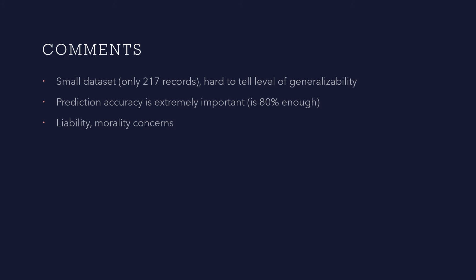As well, prediction accuracy is extremely important in this context, so you don't want to tell someone that doesn't have heart disease that they do, or even worse, tell someone that does have heart disease that they don't. So 80% accuracy, although it looks good on paper, might not be enough for this context. And then that just leads into liability and morality concerns. Otherwise, you risk some pretty hefty consequences.